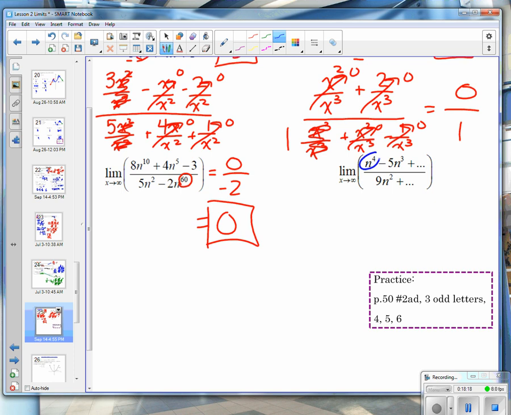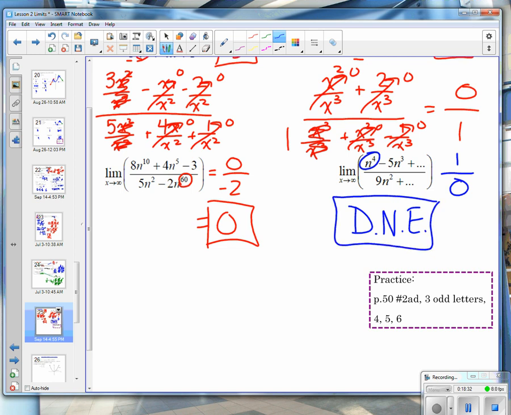Again, you can just see my highest power is in my numerator. So right away, I'm going to have a number up there, and I'm going to have nothing on the bottom. So that automatically tells me, doesn't matter if it goes on forever, the limit definitely does not exist. So go ahead and practice page 50.